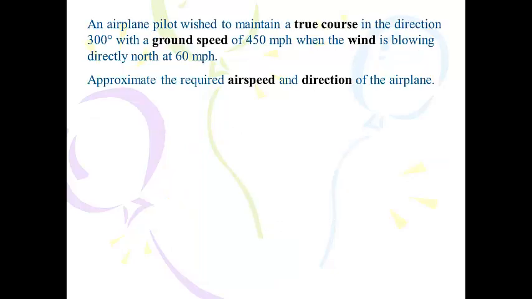Now we have an airplane pilot who wishes to maintain a true course in the direction of 300 degrees with a ground speed of 450 miles per hour, and we give you the wind is blowing directly north at 60 miles an hour. So now we're giving you the resultant and the wind, and we want you to approximate the required airspeed and direction of the airplane. So we're giving you R and W, and we want to work backwards to find P.